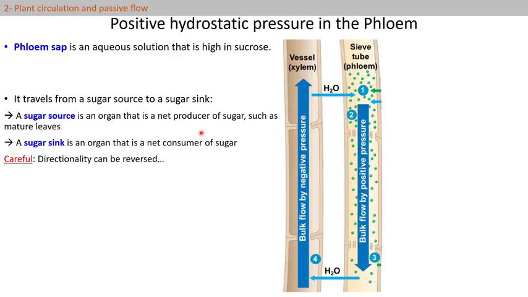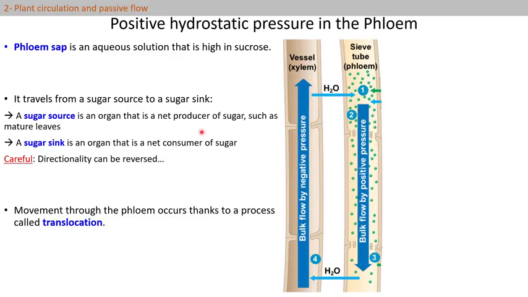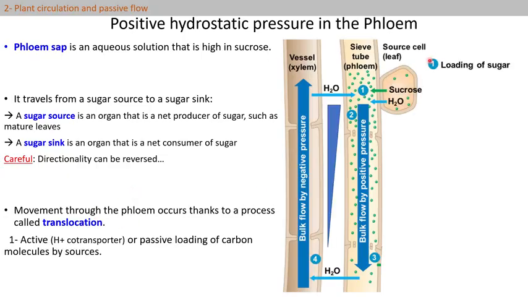So how does that work? Where does the pressure come from? Well, the movement through the phloem occurs thanks to something called translocation. Translocation is the loading of sugar by companion cells at specific sites of the phloem. So let's take an example. Let's imagine that here around the 1, you have a source cell. Say a leaf that is generating sucrose. Okay? The companion cells will load sucrose in the phloem, and you will have here a high concentration of sucrose.